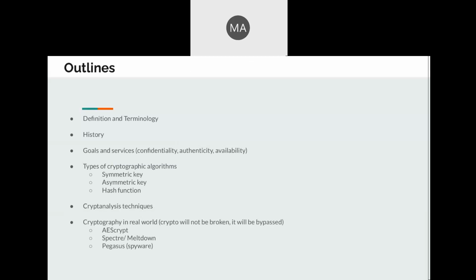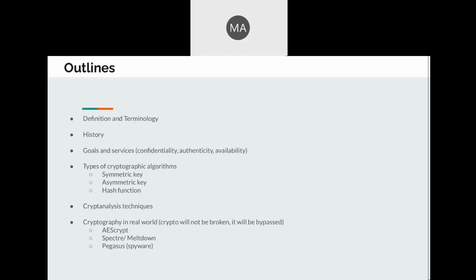So the outline of today's talk is as below. We first discuss some definitions and terminologies related to cryptography. Then we will discuss some historical stuff related to crypto. And then we will see some historical ciphers and how they are broken. And then gradually we shift toward modern cryptography and what purpose it serves.